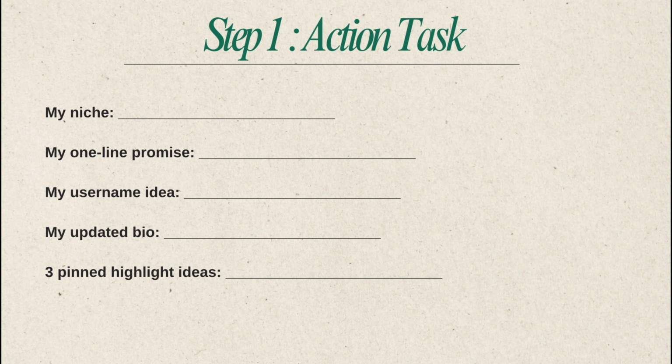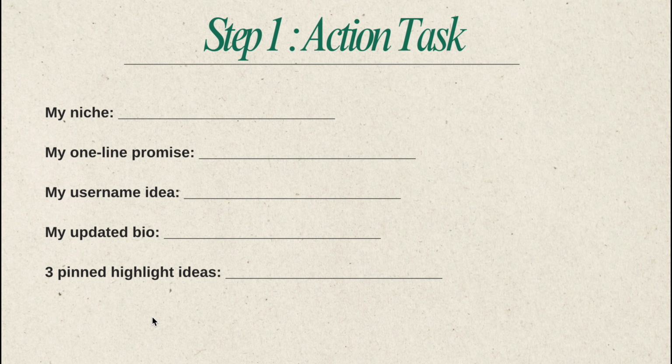And before you even try to jump to another step, stop. I want you to grab a notebook or a clean sheet of paper and write these 5 things down. First of all, your niche. Pick one niche, whether skincare, fashion, wellness, lifestyle, tech, whatever fits you. The second thing is your one-line promise: one clear statement of what you help brands achieve. For example, I create clean, conversion-focused UGC for lifestyle and beauty brands. The third thing is your username idea.